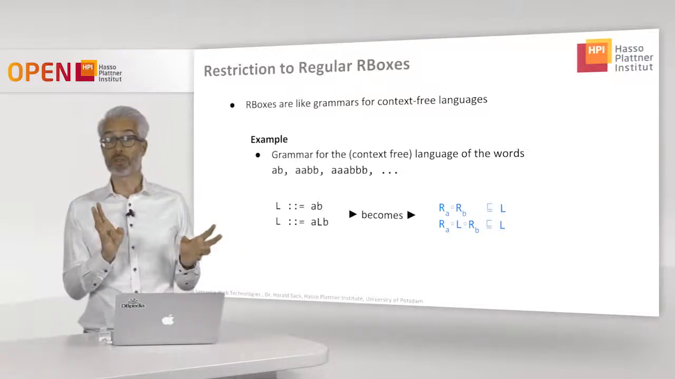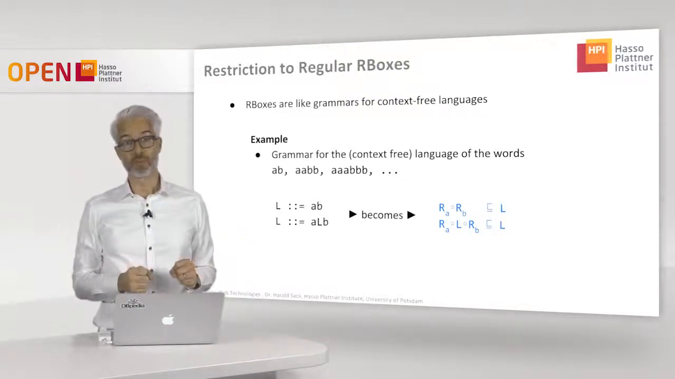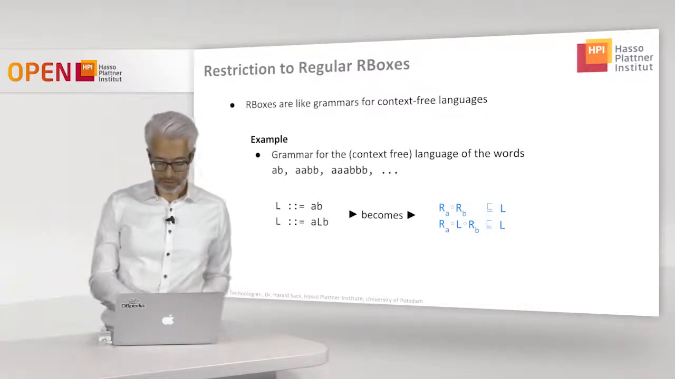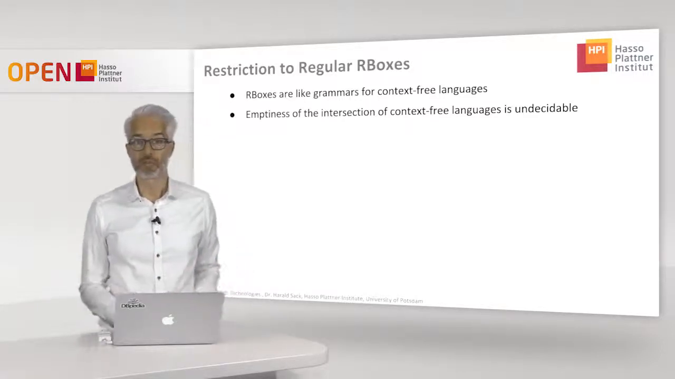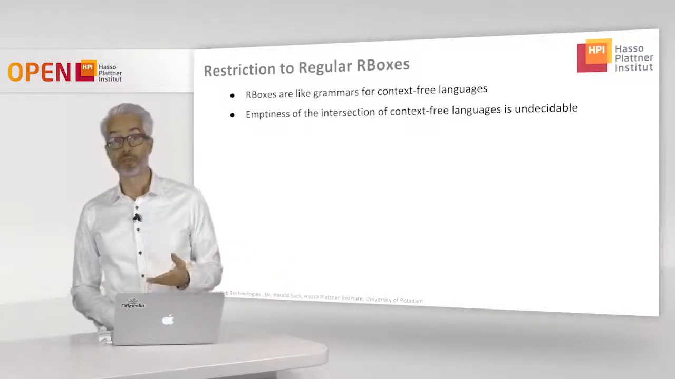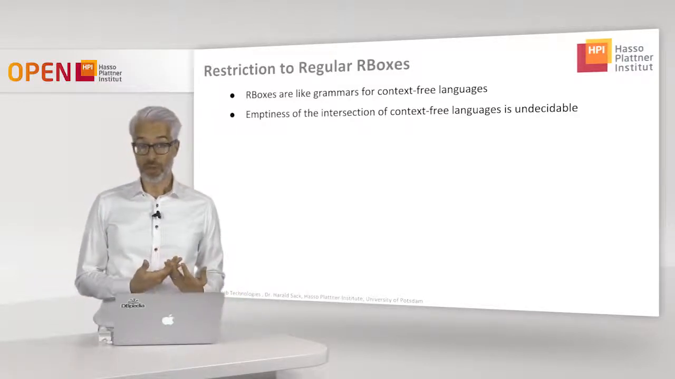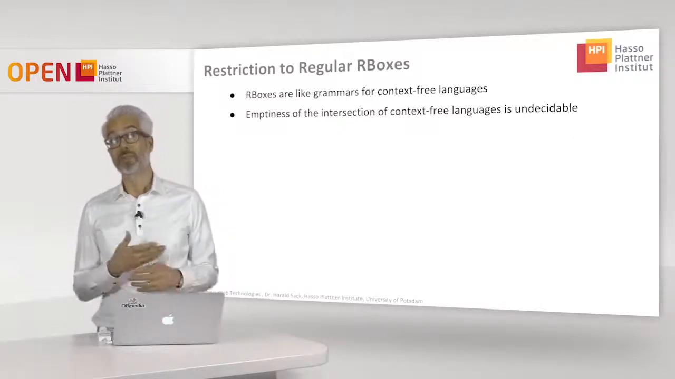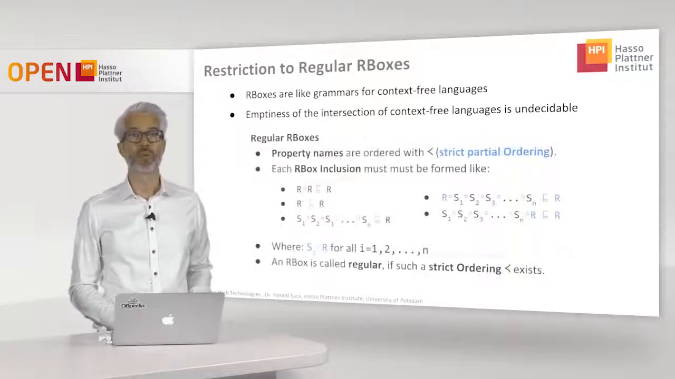In regular languages, the non-terminal symbols are only allowed either at the beginning or the end of the right side of the rule, which means it can only grow in one direction. And then everything will work. You will see that. So R boxes are like grammars for context-free languages. We have seen this now. And the problem is that the emptiness of the intersection of context-free languages is an undecidable problem. If we allow expressions like context-free languages within our property chain, then potentially we would run into infinite loops. And of course, we want to avoid that.